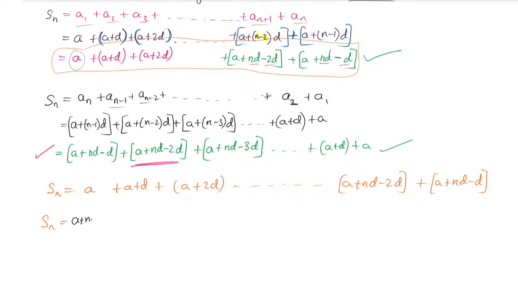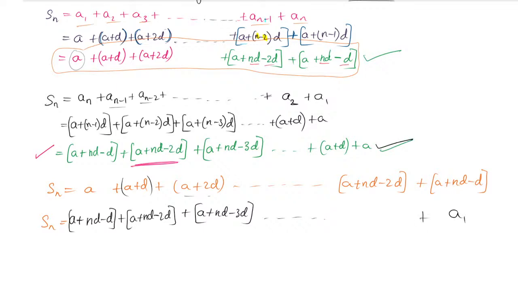So it is a plus n minus 1 d, that is nd... a plus nd minus d, first term. Second term is a plus nd minus 2d. Third one is below that only, a plus nd minus 3d, and so on. Here the last term is a1, that is a, and after that a plus d. So we have written the two equations, one below the other, reverse way. We have to add them.